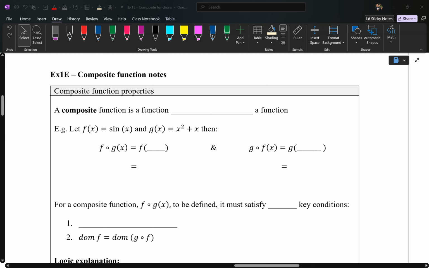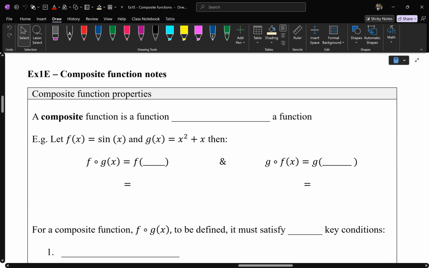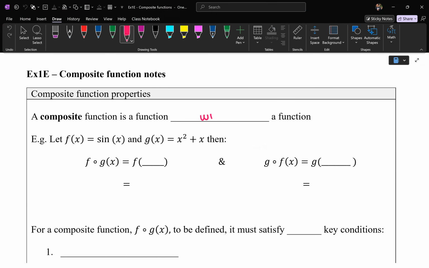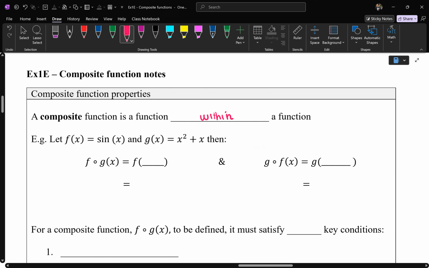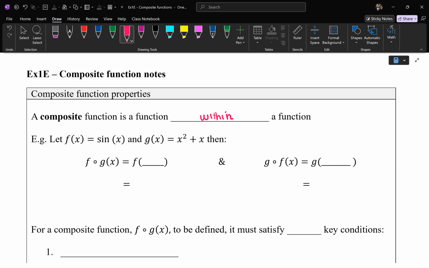All right, it's recording. Exercise 1E, composite functions. The way I think of it is a composite function is a function, and you're going to fill this in, within a function. Okay? What do I mean by within? When you write your function notation, which you might have learnt in year 11, if you haven't, I'm going to show you slowly here.